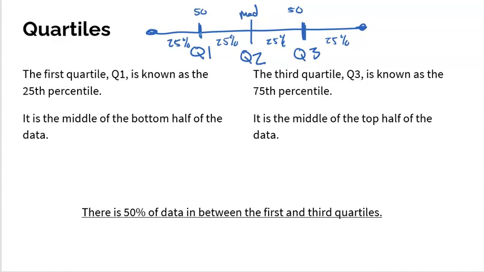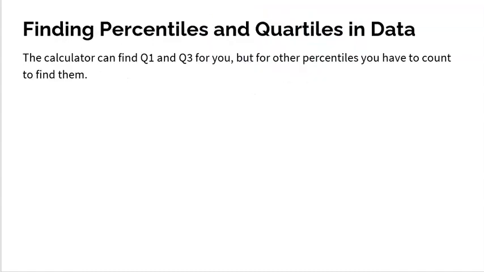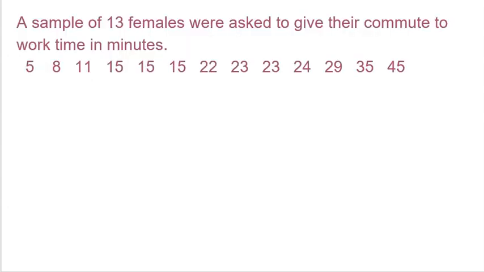Q3, 75th percentile. Remember, the definition of a percentile is the percent of data below. Now, this also tells us that if we're looking in between Q1 and Q3, in between would be 50% of data. Kind of cool. All right, so how do we find percentiles and quartiles in data? Again, the calculator is going to rule the roost here and do a lot of the work for us.